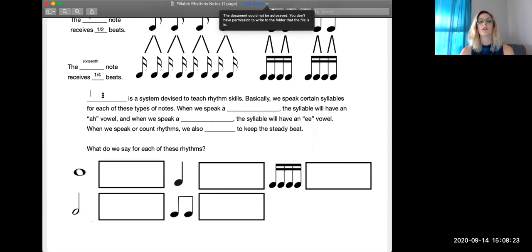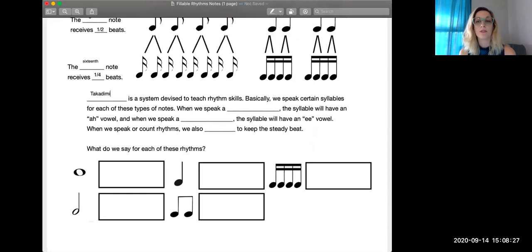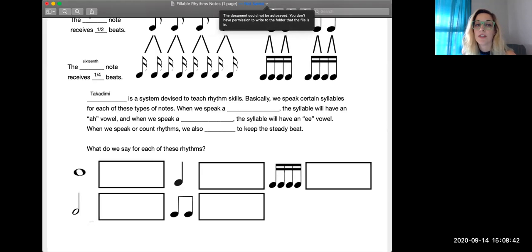The system we're going to use is called Takadimi. It's spelled just like that. Takadimi is a system devised to teach rhythm skills. It's just a way to speak and read rhythms so that you can get really good at it, and then you can read stuff faster than anybody else. Basically, we speak certain syllables for each of these types of notes that are on the page that I just showed you.